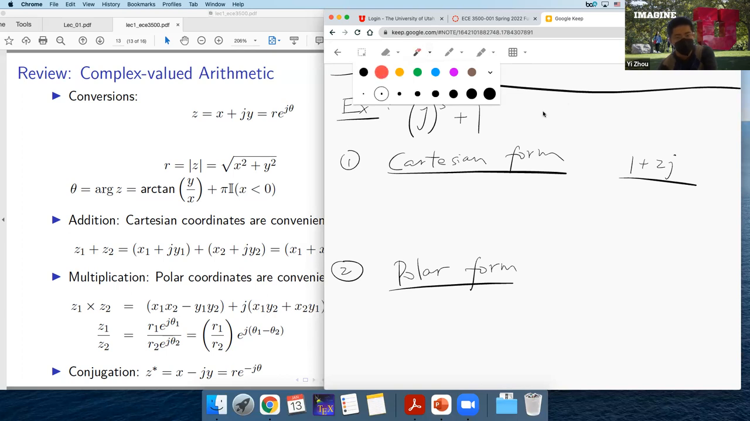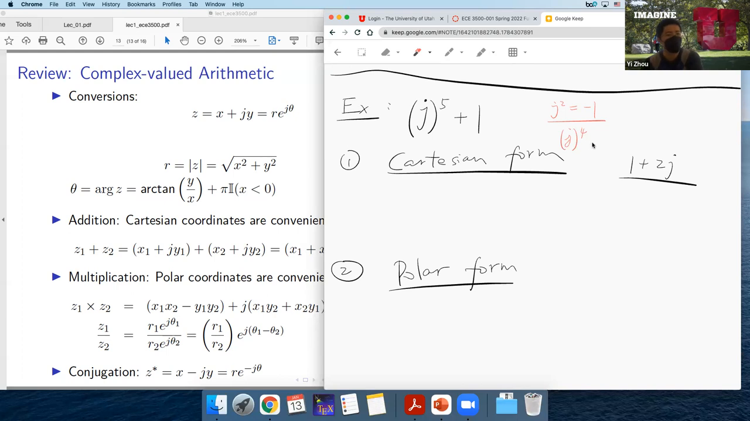Yeah. So you have j squared is negative 1. J to the fourth is j to the power of 2 to the power of 2, right? So this is 1 instead. This is the power rule of the exponential: 2 times 2 is 4. So this would be negative 1 to the power of 2, which is 1. So j to the fourth is 1. So j to the fifth is this one times another j.